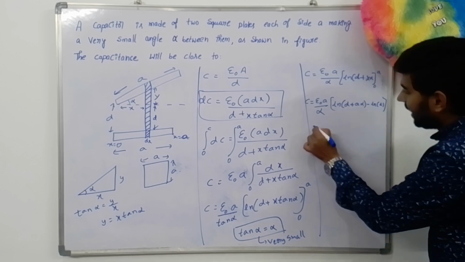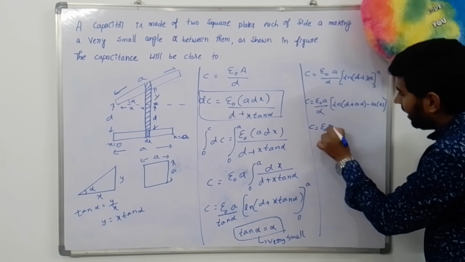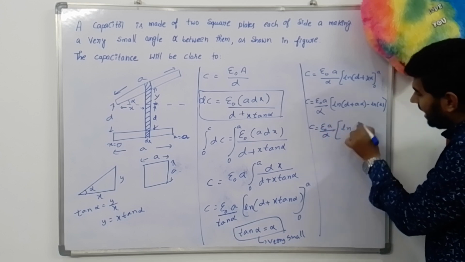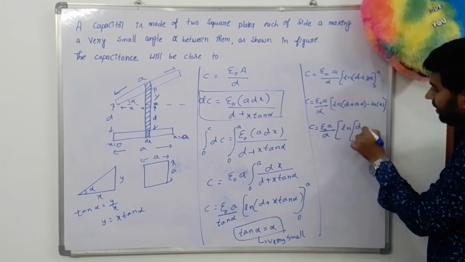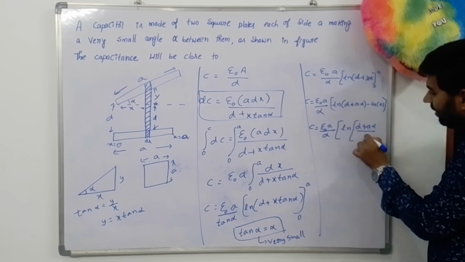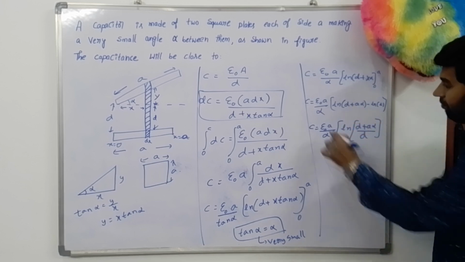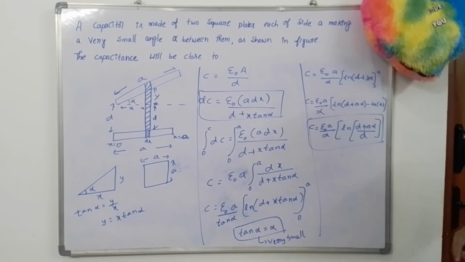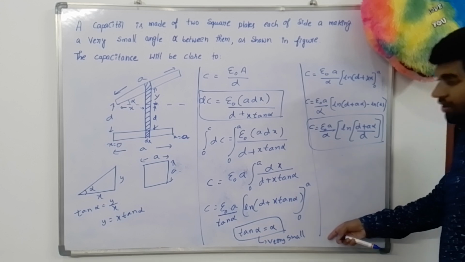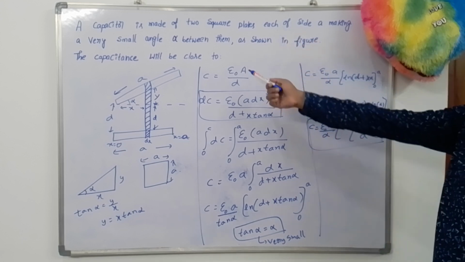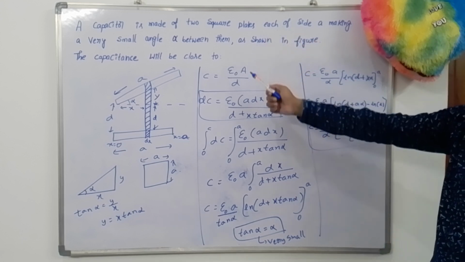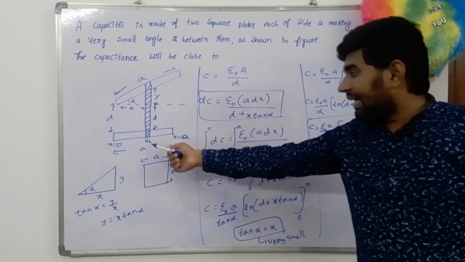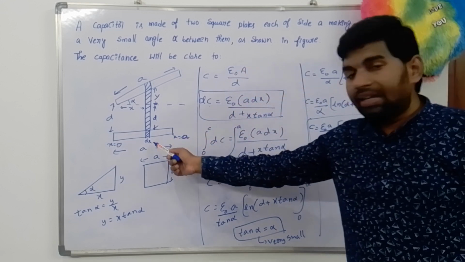It is also written as C is equal to epsilon naught a by alpha. I can also write ln of, what is the a here? d plus a alpha by d. Now we have to simplify this one also. Till now it is clear. We have to use this formula C is equal to epsilon naught a by d. By that we are able to find the dC, nothing but the capacitance of the given element.